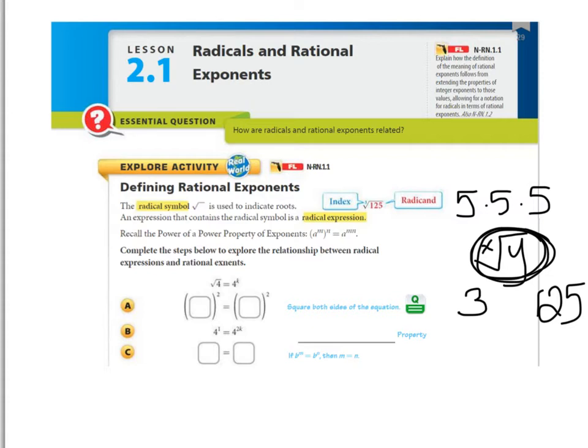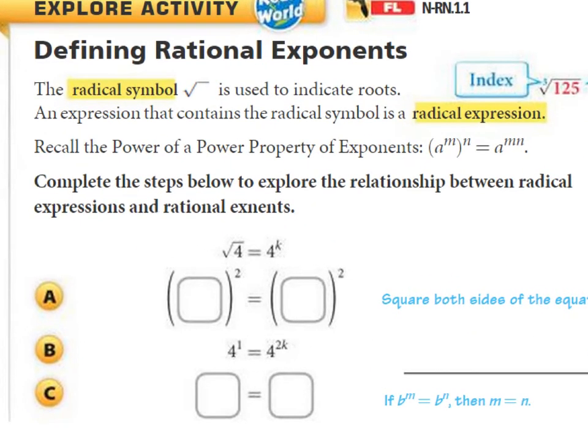All right, so now let's move on to the explore activity. We have to figure out, how do radicals work with exponents? So if I have the square root of 4 equal to 4^k, to make that square root disappear, we have to do the opposite of square root, which is squaring it. So we take the square root of 4 and square it.